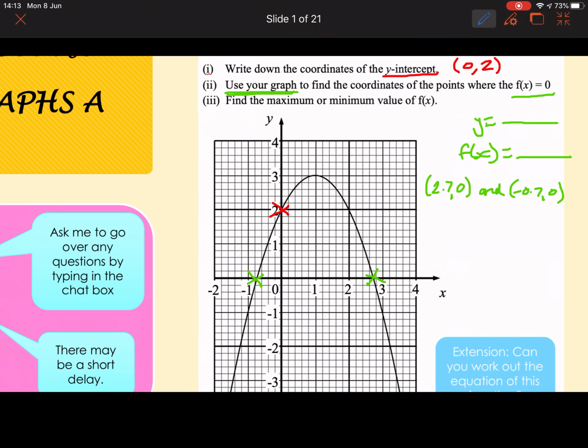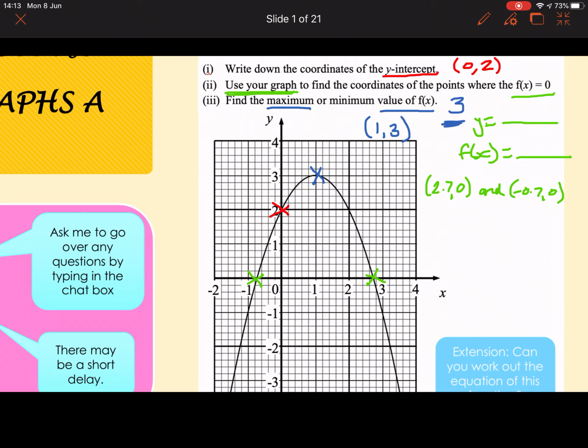Right, the last bit then was find the maximum or minimum. Now this has got a maximum point, and that's right up here. Okay, so my maximum, now it said the value of f of x. Now remember that's the value of y, so that is actually just 3. So my answer to that question is 3. If it had said find the coordinate of the maximum point, then we would have written 1, 3 as our coordinate. But it just said the value of f of x, so our answer is just 3 in this case.